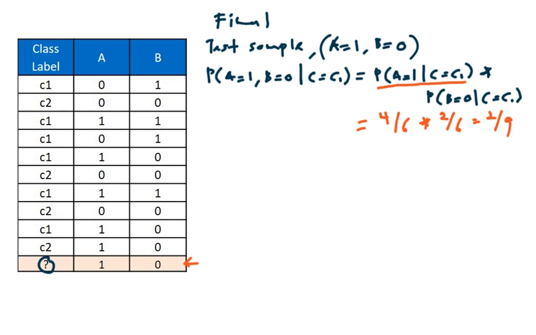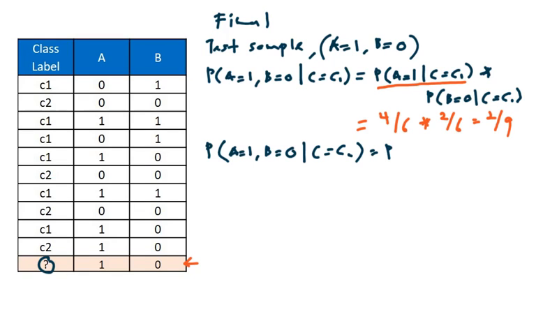Alright, this will give me 2 over 9. So we do the next one. You need to find the probability of A equals 1, B equals 0, given C equals C2. By now I think you notice what we are actually trying to do. We are trying to find all the probabilities with a given condition. So we try to do this.